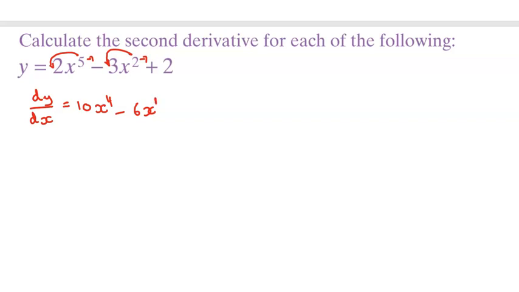When you differentiate a number that does not have a variable, that is, it's missing the x in it, we call that number a constant. So when you differentiate a constant, you get 0. So this is like plus 0. So our answer becomes 10x power 4 minus 6x. X power 1 is just x. So this is what we call the first derivative.